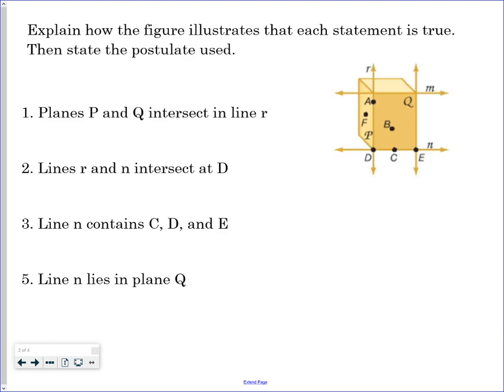Okay. All right, explain how the figure illustrates that each statement is true. Then state the postulate used. So planes P and Q intersect in line R. So plane P and plane Q. It looks like plane P is on the left and plane Q is in front, and then line R is right here. Do you guys at least see that? Okay, so which postulate says that? It's kind of hard because sometimes 2 postulates look the same, but you have to at least narrow it down to 2 and then ask, which one says this exactly?